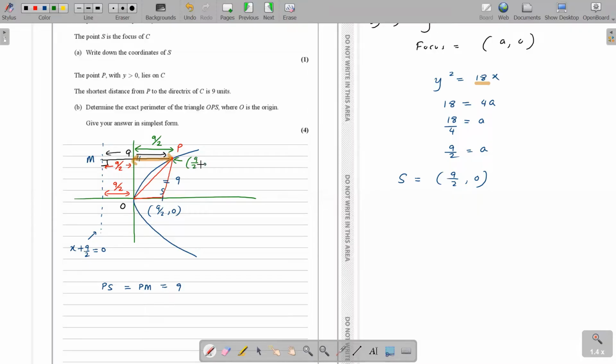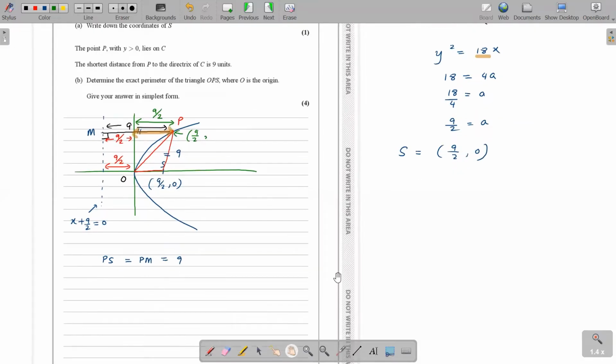Can you all also get me the y-coordinate? How do I get the y-coordinate of P? So we use the equation. We have the equation of the parabola, right? What is it? y square equal 18x. So you have your x-coordinate. Substitute the x-coordinate and get the y value.